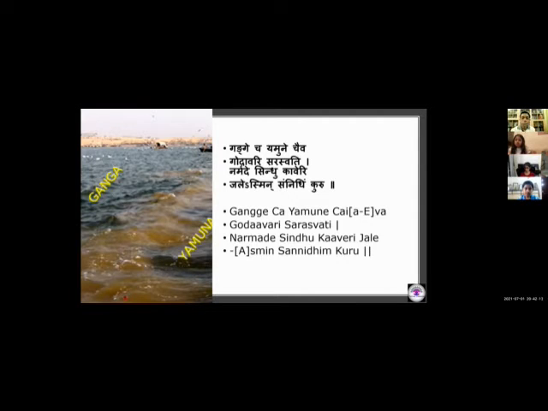Gange Yamune Chaiva. Godavari Saraswati. Narmade Sindhu Kaveri. Jalesmin Sannidhim Kuru.